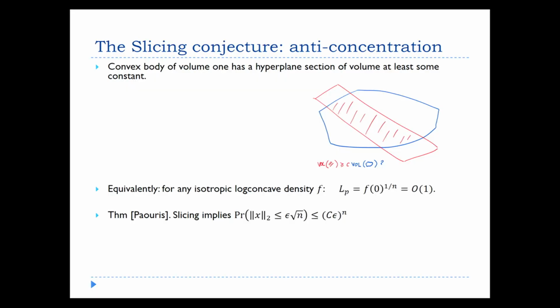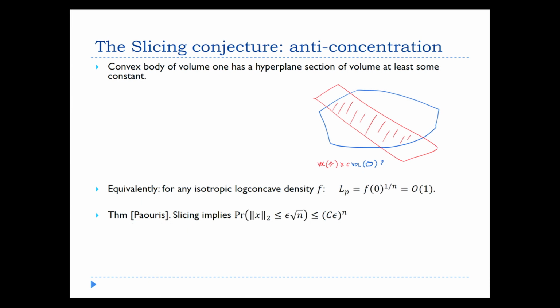It implies this type of small ball probability result, which says that if you pick a random point from such a log concave density and ask, we know that the expected square distance is n, so you expect it to be about distance square root n from its center. What's the chance that it's only epsilon root n? And this implies that it's epsilon to the power of n. So best possible sort of tail bound, small ball probability bound again.